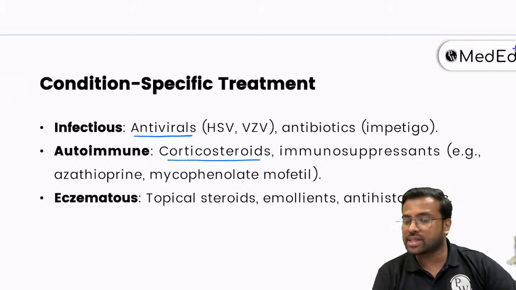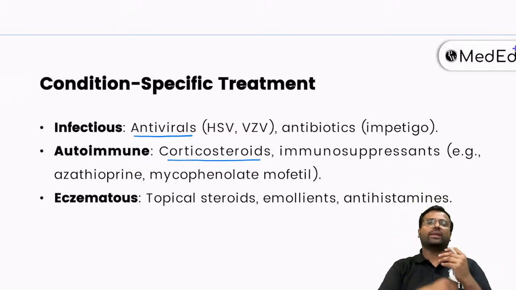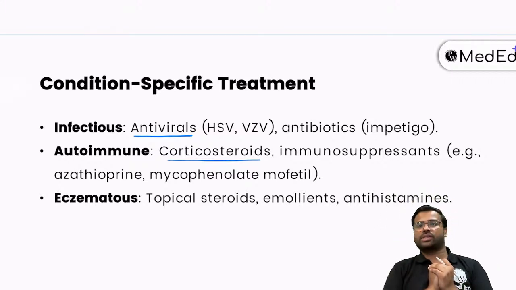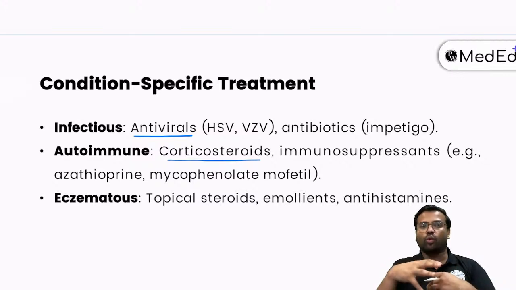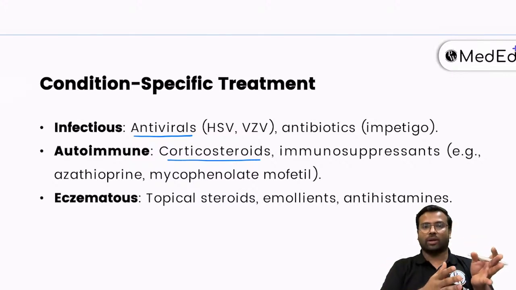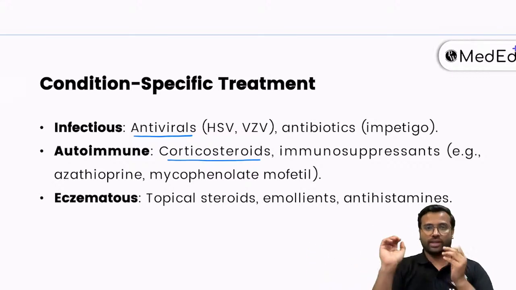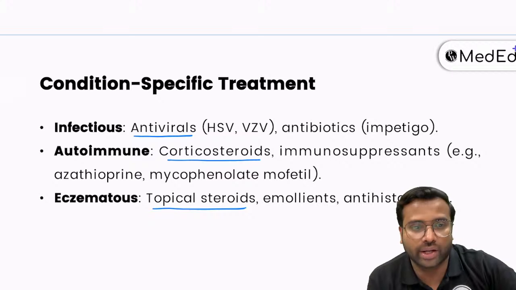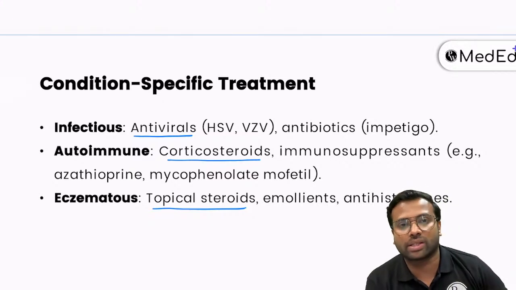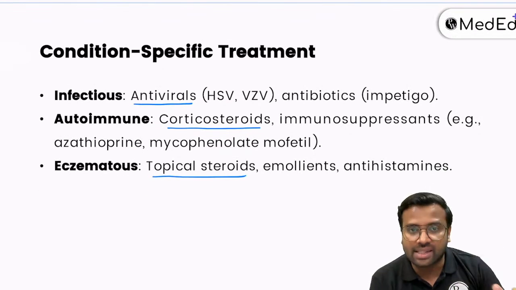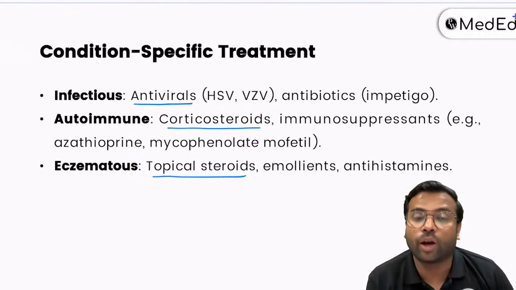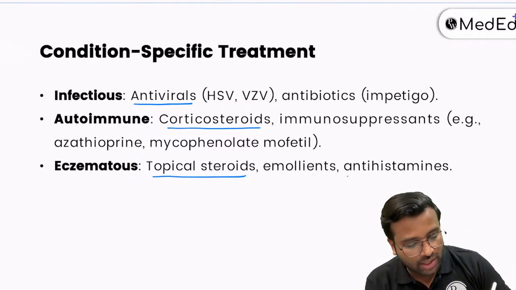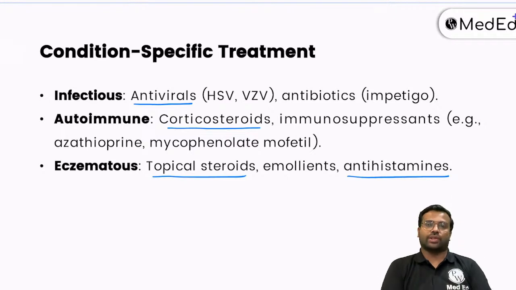Okay, and if it is eczema, whenever you find that the patient has developed these vesicular lesions and oozing because of contact dermatitis or any other cause of eczema, then eczema is usually treated again with topical steroids, steroid creams, ointments and all. Along with that, since it is eczema, the patient would be having a lot of itching as well. So in such cases, you can also go for antihistamines.